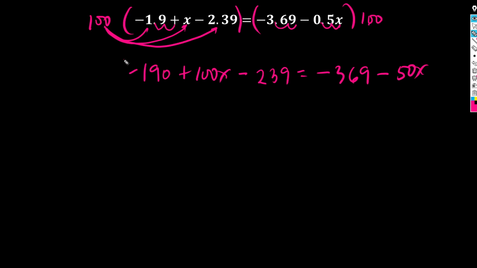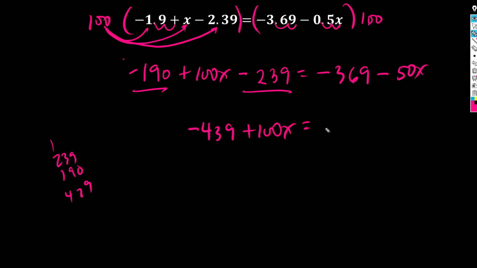Now, we can combine these terms. Negative 190 and negative 239. Now, scratch your time konti rito. 239, 190. Pareho negative yan. So, we can just add. That's 9. That's a 2. That's a 1. 439. So, minus 439 plus 100x on the left. And the minus 369 minus 50x. Nice. Now, what do we do now? Let us maybe add 50x to both sides of the equation.